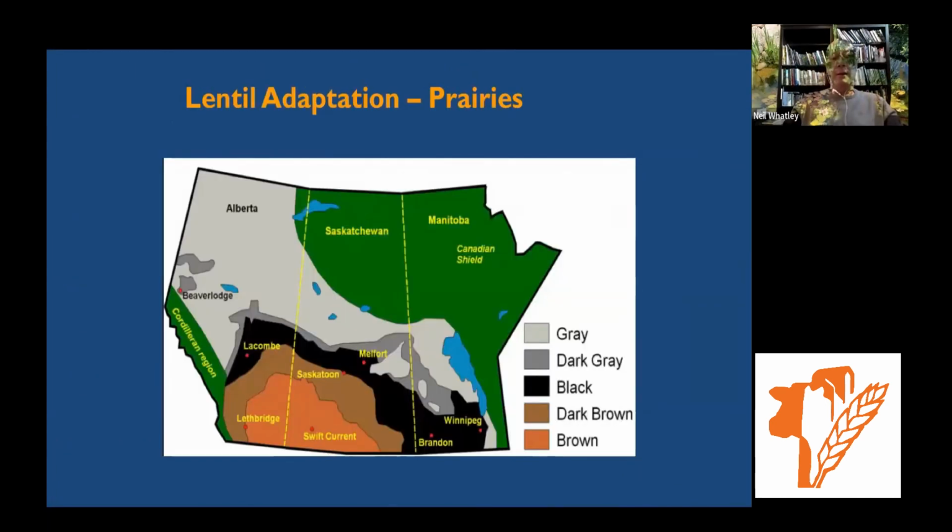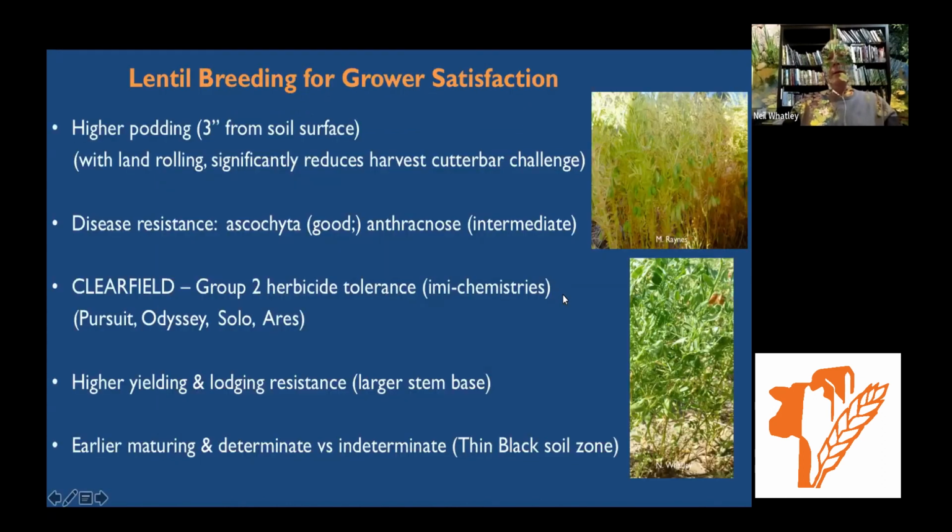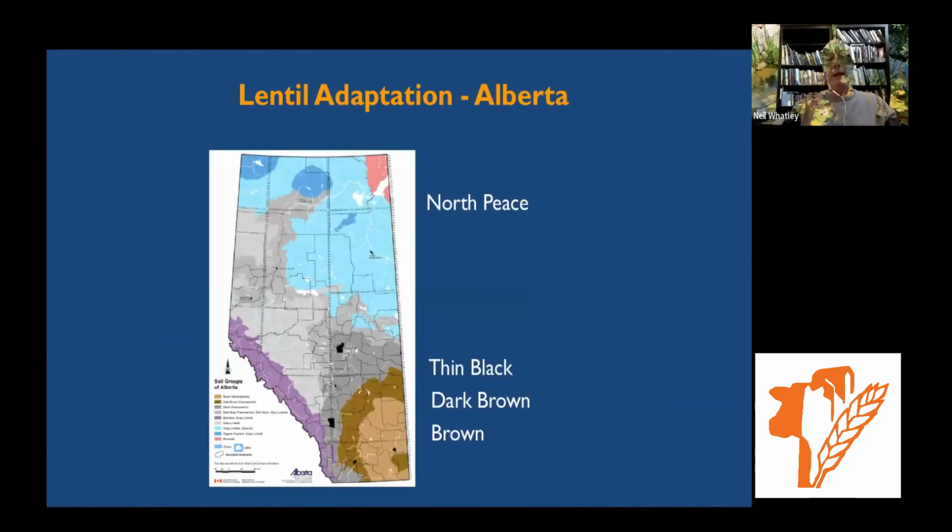Adaptation used to be in the dark brown soil zones. But now we can grow them into the black soil zone. Here are the soil zones in Alberta. Can you see the gray area just above the brown?